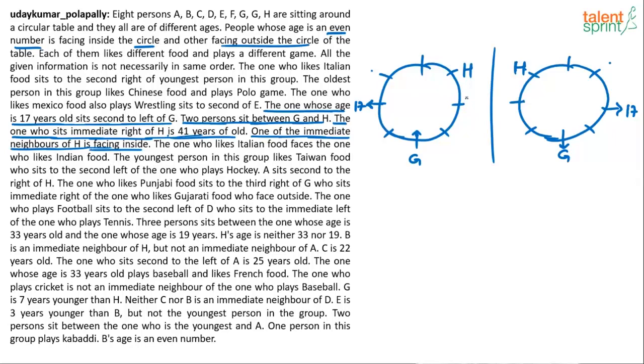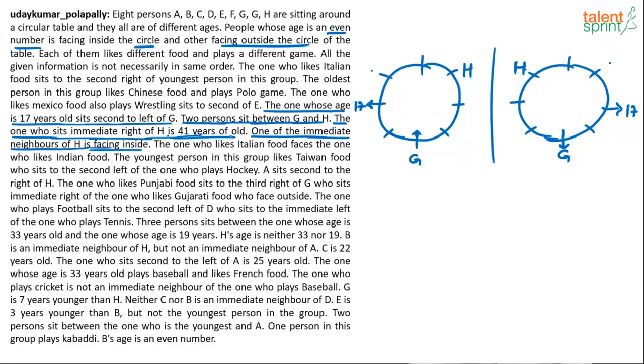Now, which neighbor of H is facing 41? Is it this neighbor 41 or this neighbor 41? Both are possible. But what have we done so far? We have used three statements. The one whose age is 17 is second to the left of G. Two persons sit between G and H. This has been fixed.